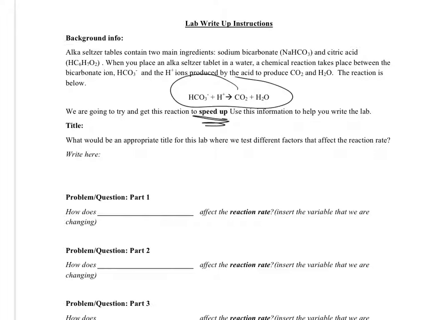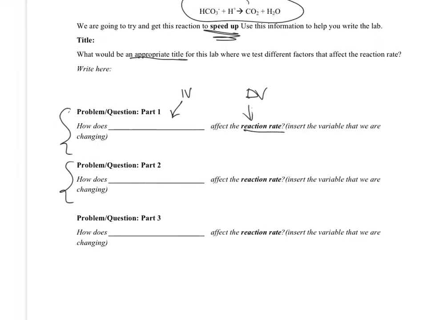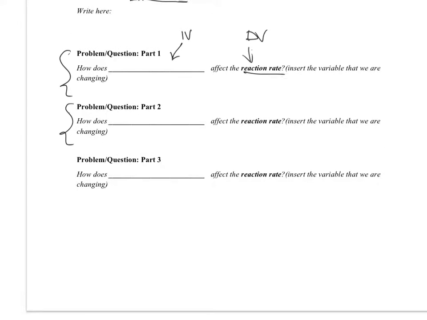So based on this, you need to create an appropriate title. You need to create an appropriate question for problem 1 and problem 2. So I also kind of wrote it for you. How does blank affect the reaction rate? And you're going to insert, usually, your independent variable, and then the thing affected is going to be your dependent variable. Okay, that's part 1, question part 1, part 2, and part 3.